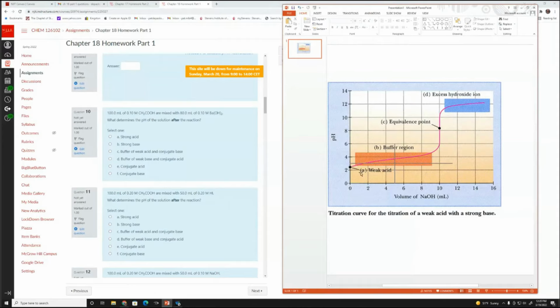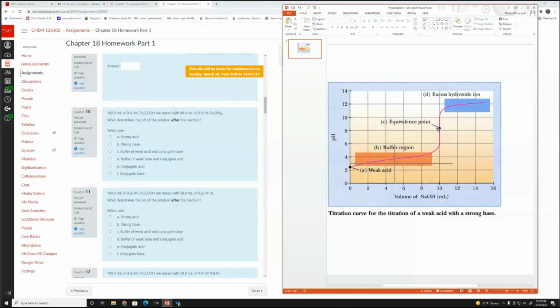The buffer region, after you increase the volume of strong base that's added, can be figured out by determining the moles of NaOH that are added using the molarity and the volume, and subtracting that from the initial moles of the weak acid. Doing this and modifying the ICE charts and modifying the volumes can determine your new concentrations, in which then an ICE chart or the Henderson-Hasselbalch equation can be used to figure out the pH.